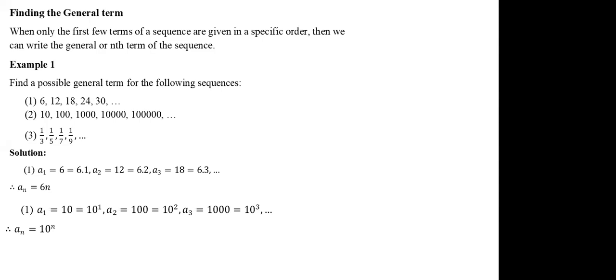Now, let's see. 1 over 2 plus n is not correct. So look at it very well, because your second term is going to fail. If you say 2 plus n, the second term will just be 2 plus 2, which is 4, and I have 5. It's not correct.